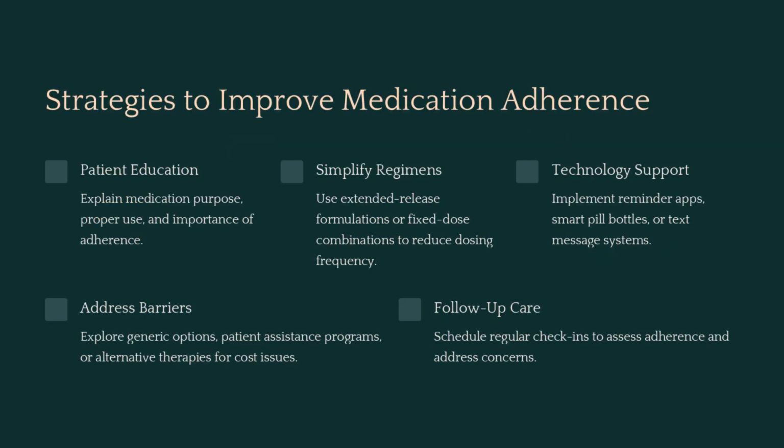Improving medication adherence involves patient education to explain medication purpose, proper use, and importance. Simplifying regimens with extended-release formulations or fixed-dose combinations can reduce dosing frequency. Implementing reminder apps, smart pill bottles, or text message systems can aid adherence.